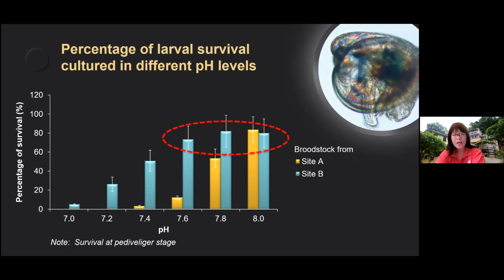And if you look at the survival of the larvae from site B, there is no significant difference between pH 7.6 all the way to 8. That shows that they are able to tolerate it; they are more hardy if they have been acclimatized much earlier in lower pH.